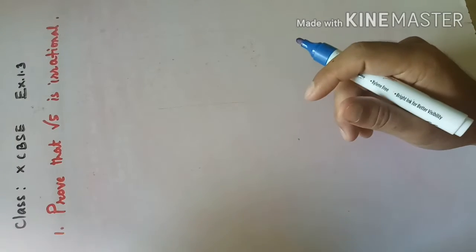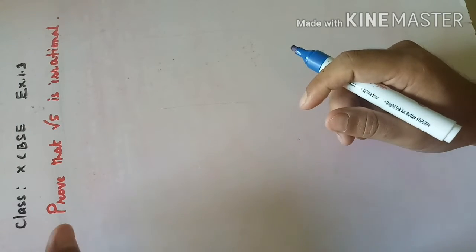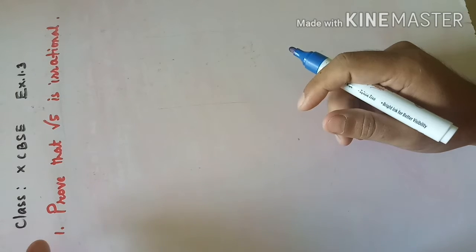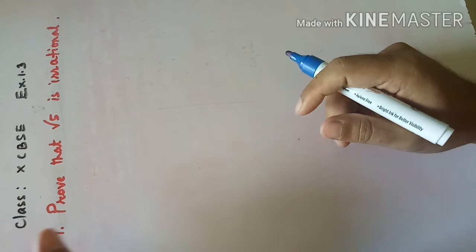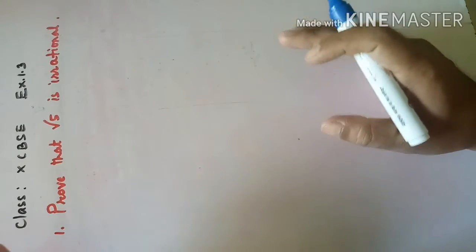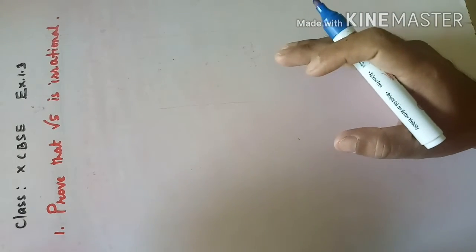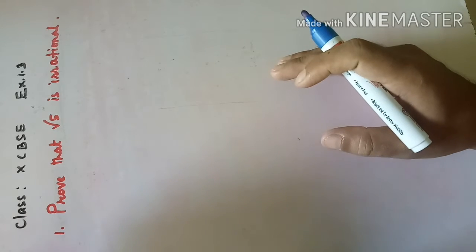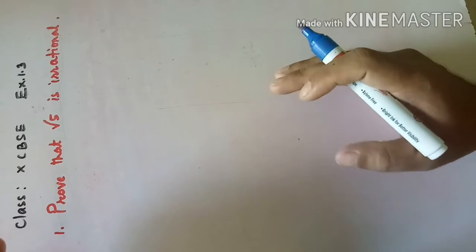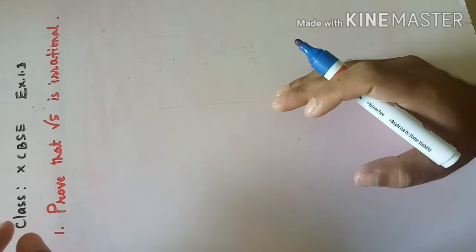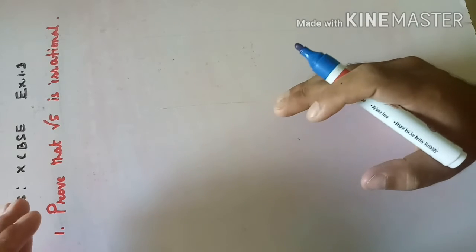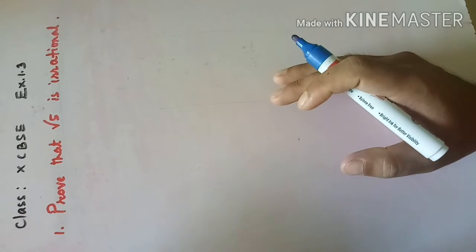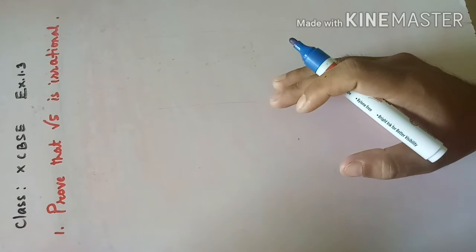Today in this video we are going to discuss class 10 CBSE exercise number 1.3. In this exercise, mainly we are going to learn how to prove that a given number is irrational. Already we know that root 2, root 3, root 5, root 7 are all irrational numbers because the decimal expansion of root 5, root 2 will not be terminating as well as it will not be repeating, so that's why they are called irrational numbers.